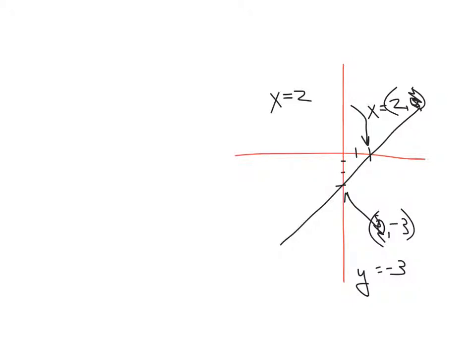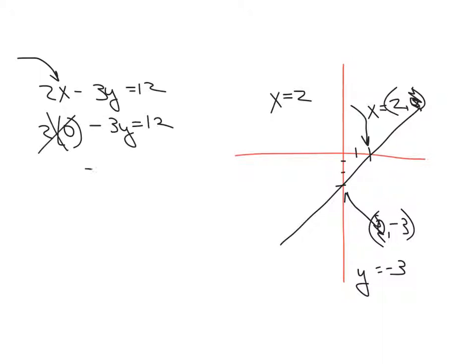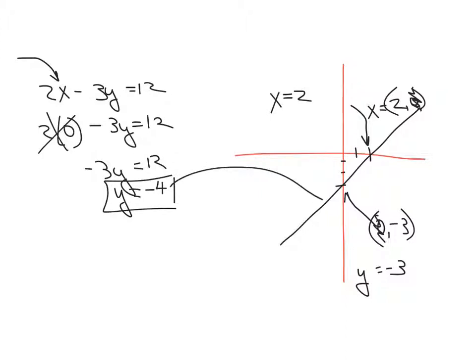So how do you find these intercepts? Well, it's pretty simple. Let's look at example 2. 2x minus 3y equals 12. And really, in order to find the y-intercept, all we do is put a 0 in for the one we're not looking for, in this case the x. So 2 times 0 minus 3y equals 12. So that goes away. -3y equals 12. So y equals -4. That's where it crosses the y-axis for this problem.